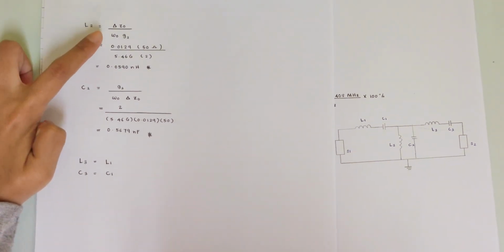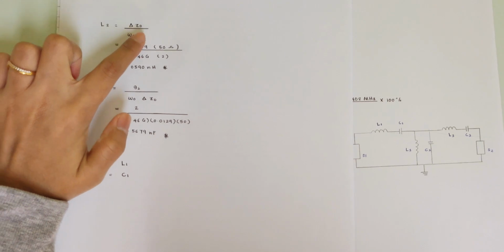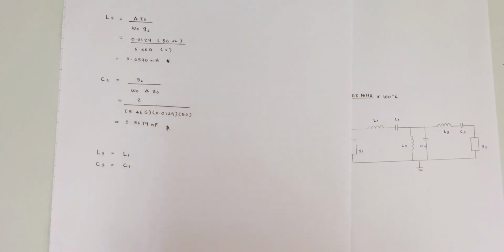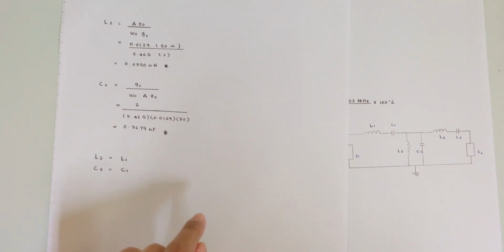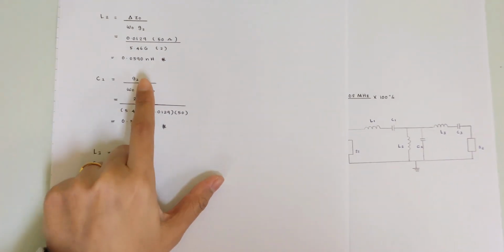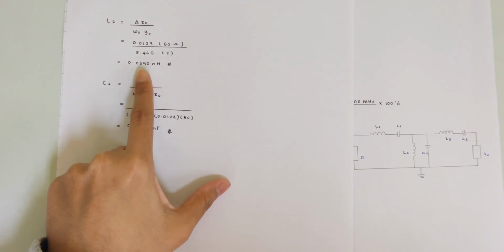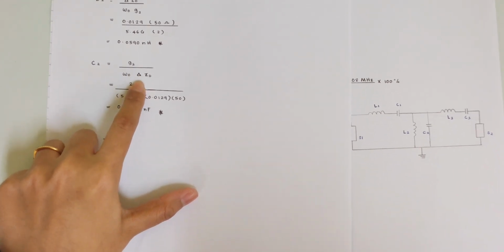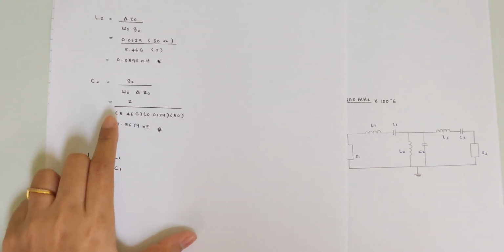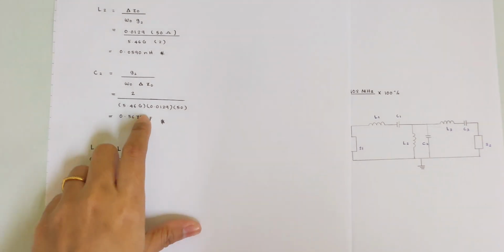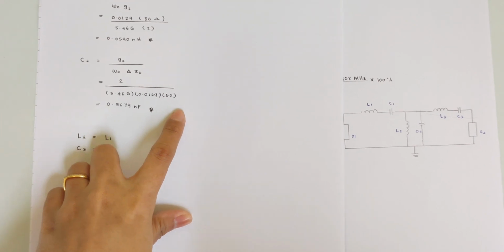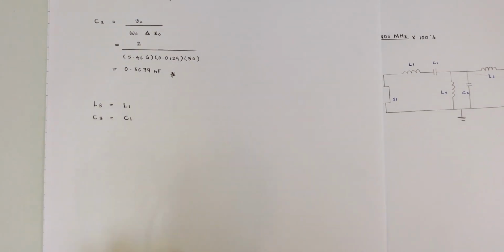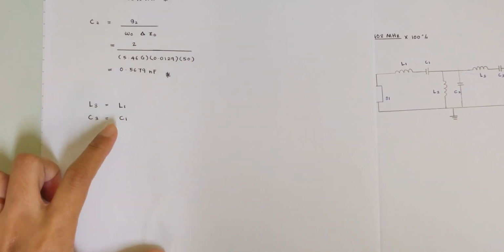Next, for L2, we use the same formula, which is delta times Z0 over omega times G2. The delta is 0.0129 times 50 ohm over 5.46 giga times G2, which is 2. The answer for L2 is 0.0590 nanohenry. And C2 is G2 over omega times delta times Z0. G2 is 2, omega is 5.46 giga times 0.0129 times 50 ohm. So the total of C2 is 0.5679 nanofarad. The values of L3 and C3 are the same as L1 and C1.